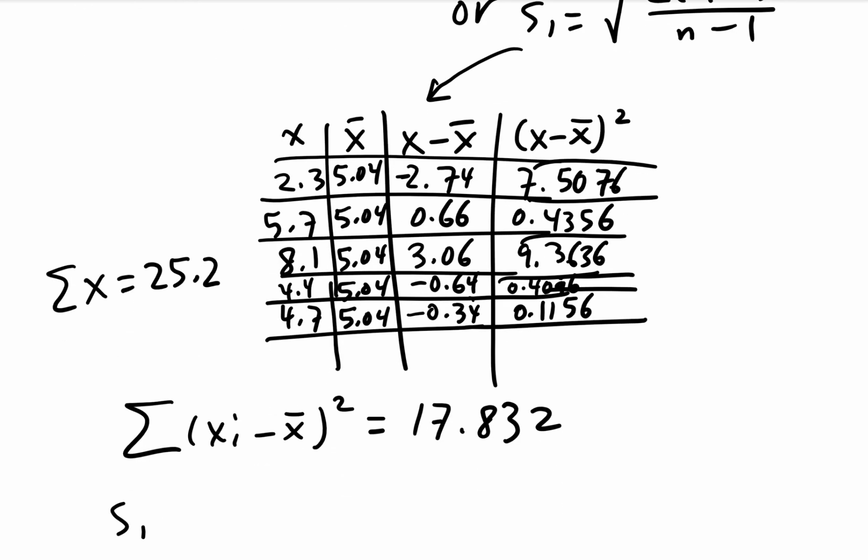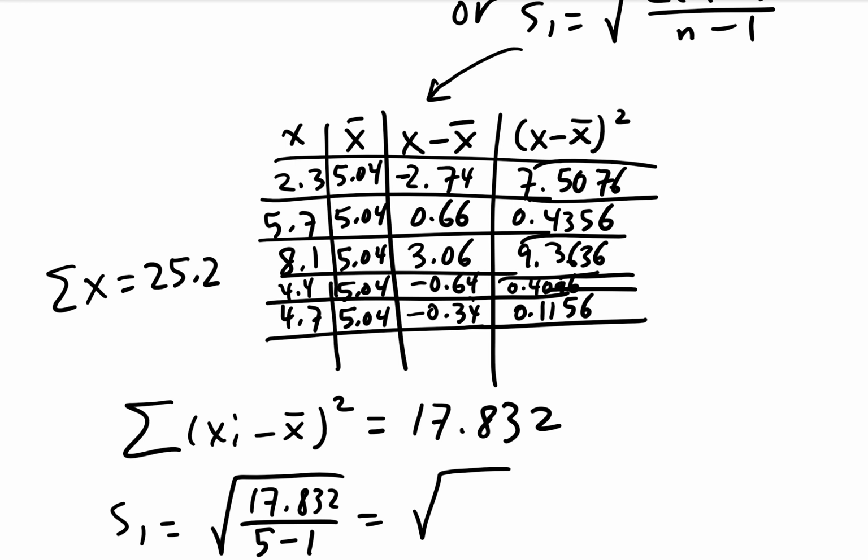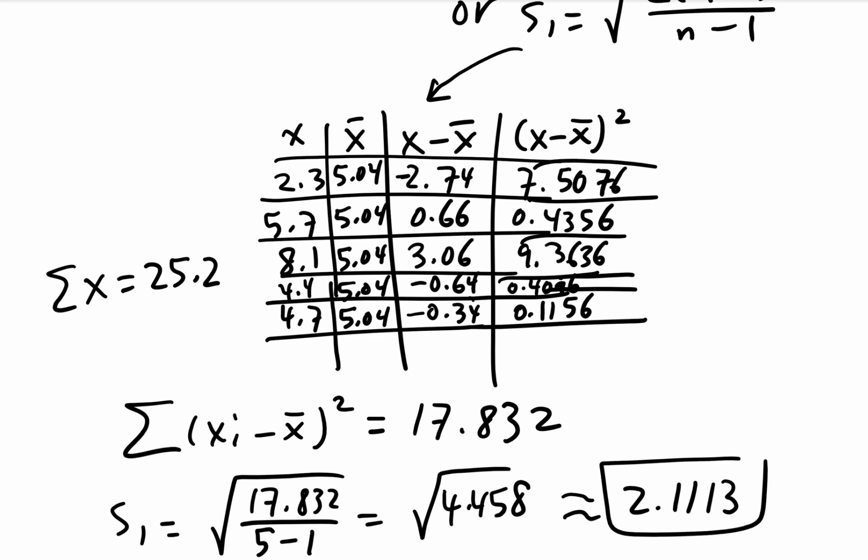If I put that in the formula, 17.832 over n, which is 5 minus 1, so dividing by 4, you get this, and the square root of this is 2.1113. That's the standard deviation for the first one.